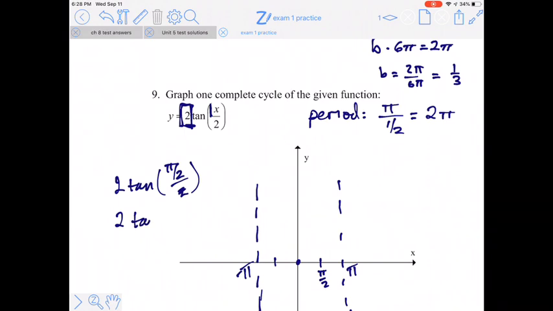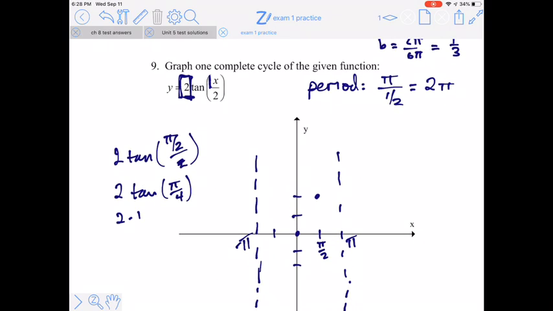Pi over 4. So then this becomes 2 tangent of pi over 4. And pi over 4 is 45 degrees. What's the tangent of 45 degrees? 1. So then this turns into 2 times 1, which is 2. So when I plugged in pi halves for x, what did I get for y? 2. So then that gives me one more point here, and then I could reflect that down here.